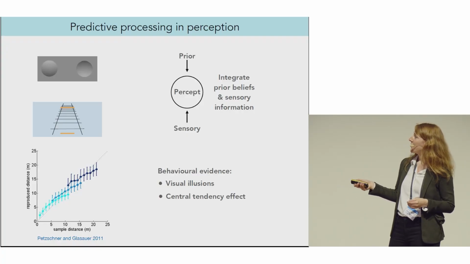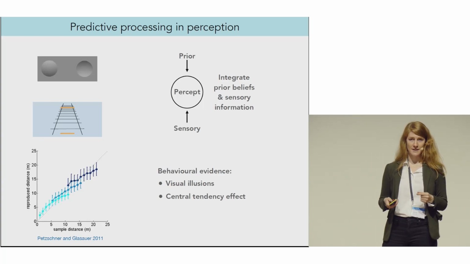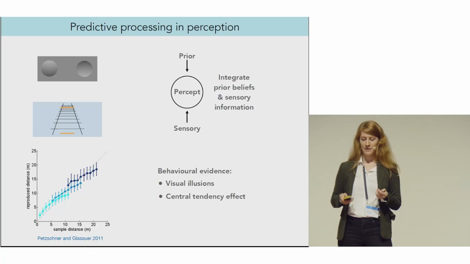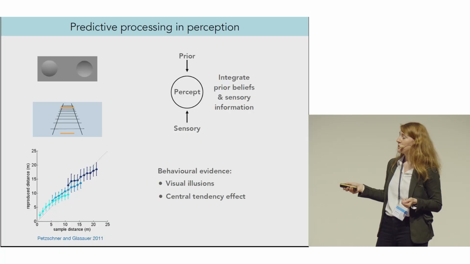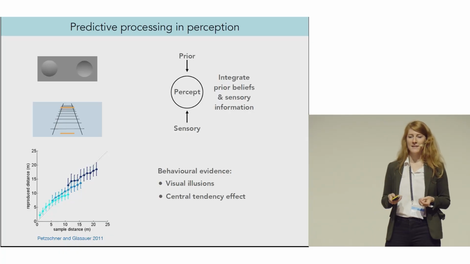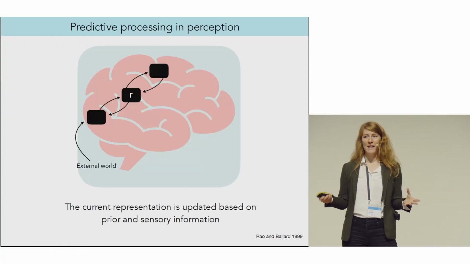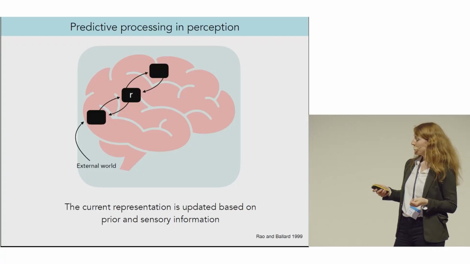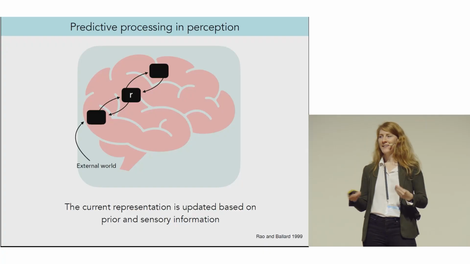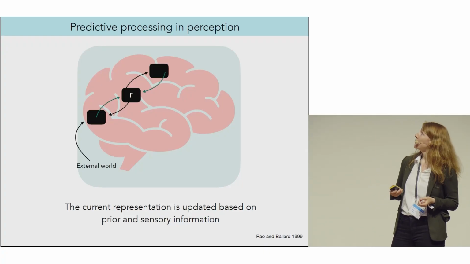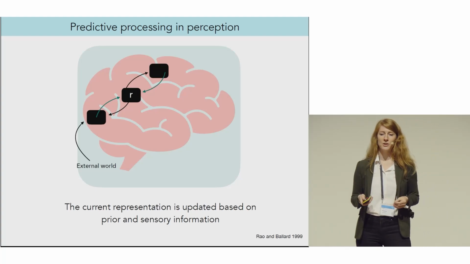So this is a study by Petzschner and Glasauer where they placed subjects in a virtual reality and they displaced them by a certain distance. And afterwards, they had to reproduce the same distance. And you can see here on the y-axis that the reproduced distance is biased towards the mean of the actual true sample stimuli or displaced distances that they were displaced by. So predictive processing actually can explain the central tendency effect because it assumes that the current representation is on some level in the brain, which can be thought of as the perception that we currently have, influenced by both the bottom-up and the top-down information. And this is the sensory information and the prior information.